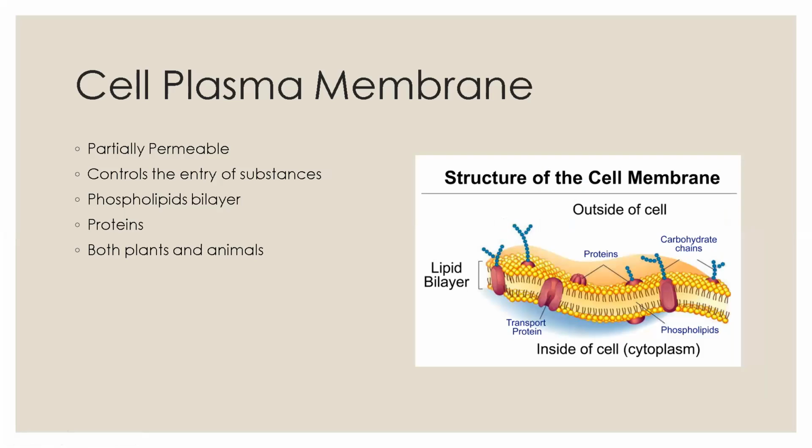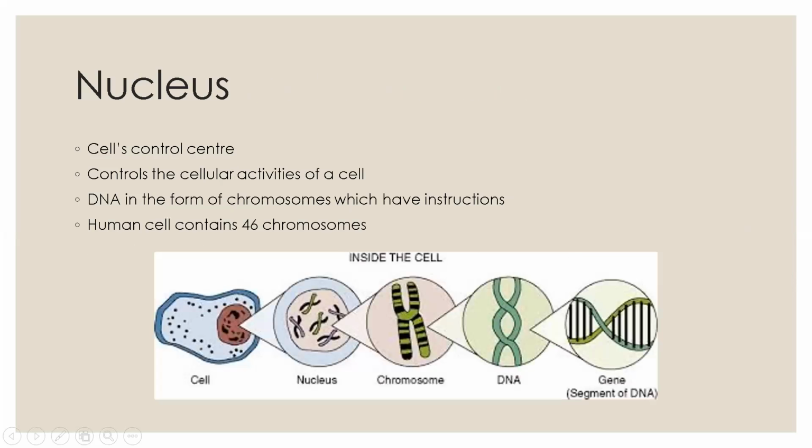The cell plasma membrane is partially permeable and it controls the entry of substances into the cell. It is made up of a phospholipid bilayer and proteins. What is a phospholipid bilayer? It means that it's a two-layered structure, as you can see in this image, and it is made of phosphorus and lipids, that are fats, as well as proteins, as seen in this image. And it's present in both plants and animals.